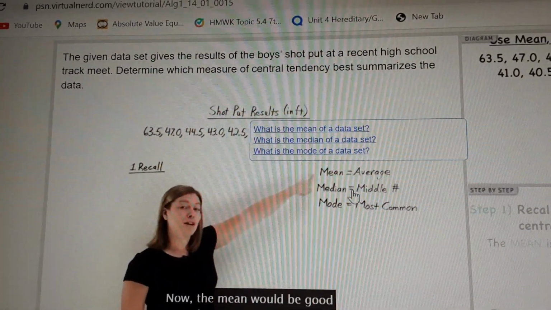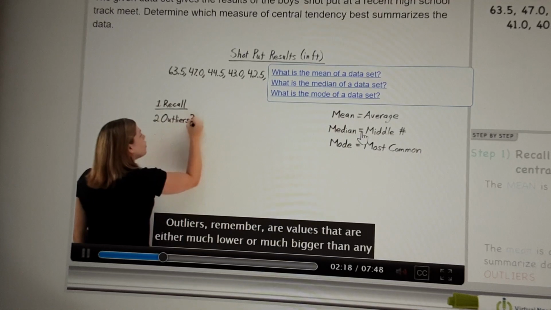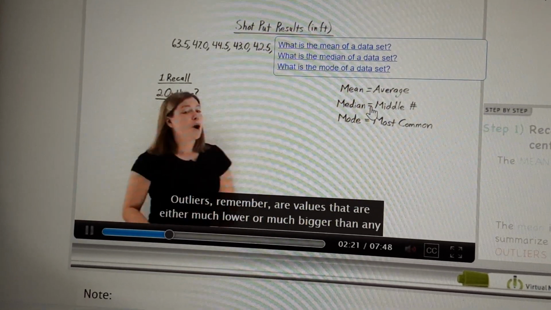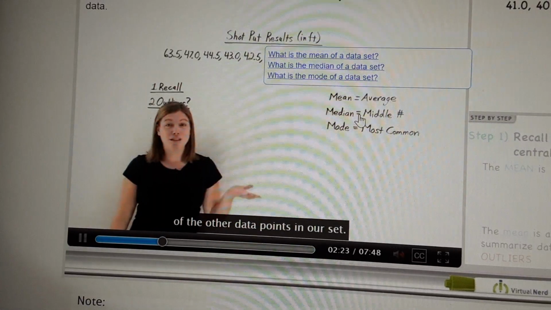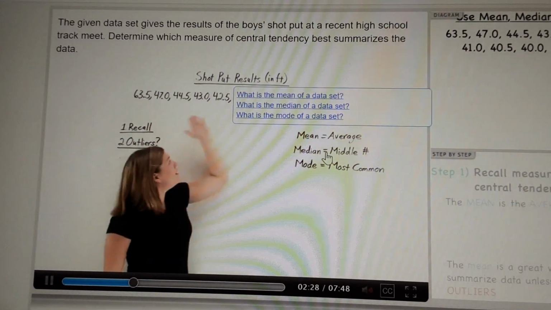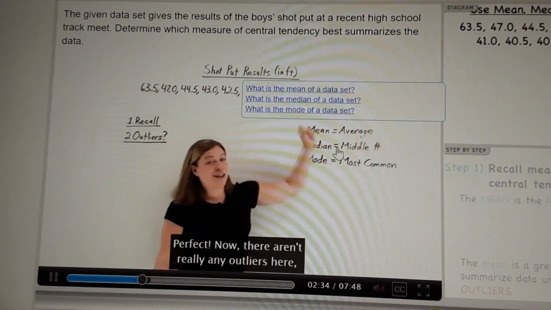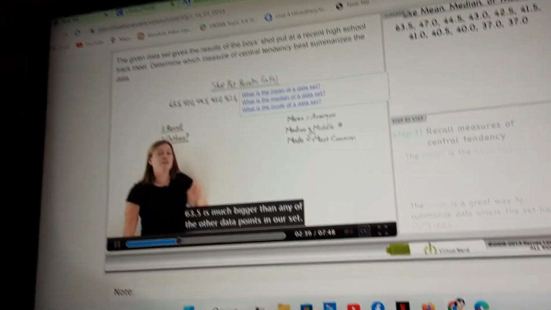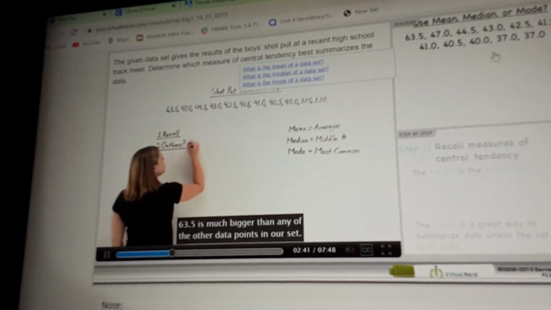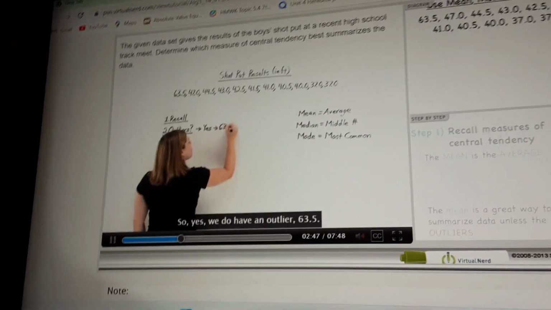Now, the mean would be good unless we have outliers. So let's go ahead and check for any of those. Outliers, remember, are values that are either much lower or much bigger than any of the other data points in our set. Well, if we look at our data points, we can see they're in numerical order. Here they're written from greatest to least. Perfect. Now there aren't really any outliers here, but there is an outlier over here. 63.5 is much bigger than any of the other data points in our set. So yes, we do have an outlier, 63.5.